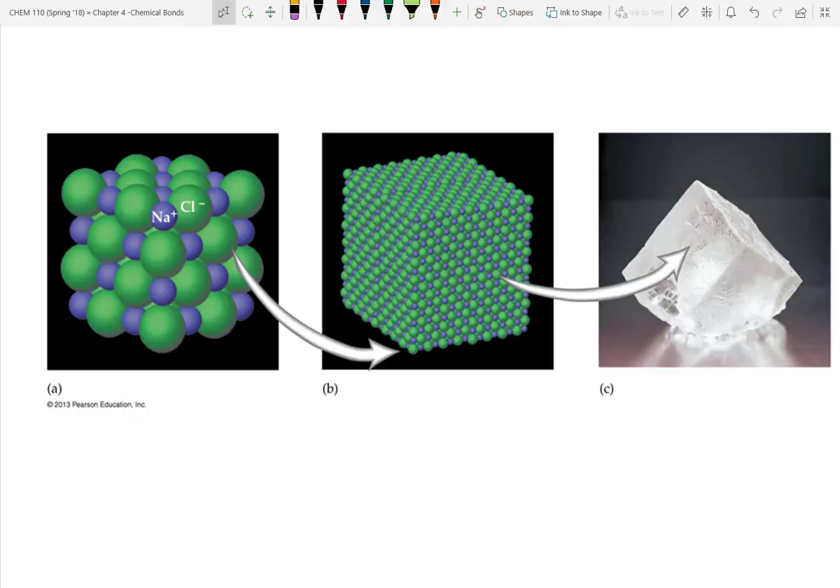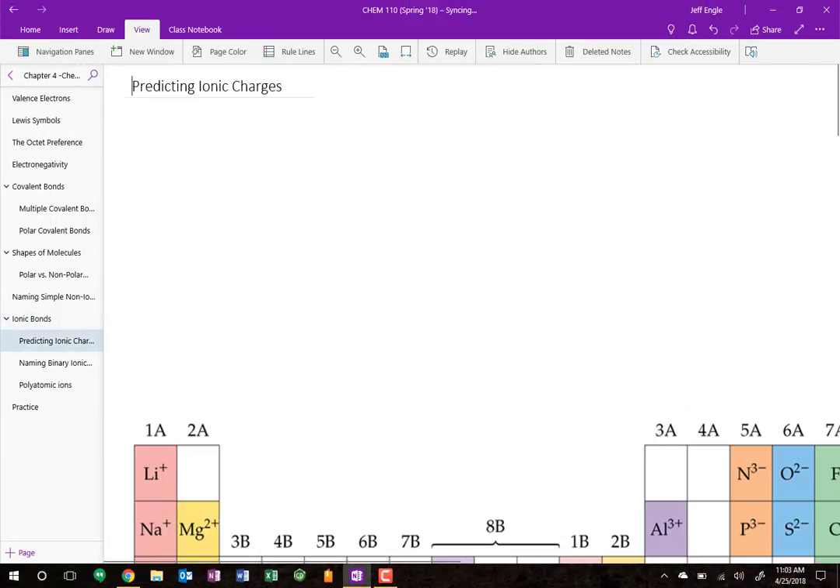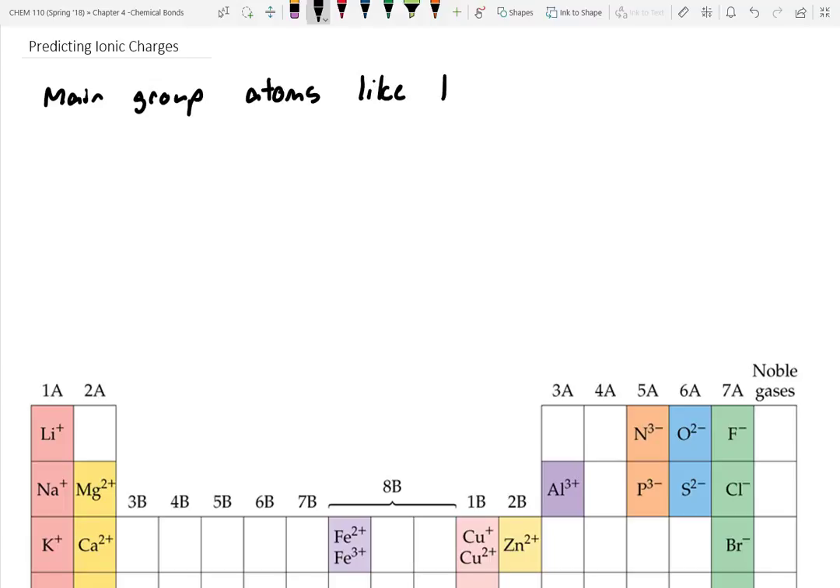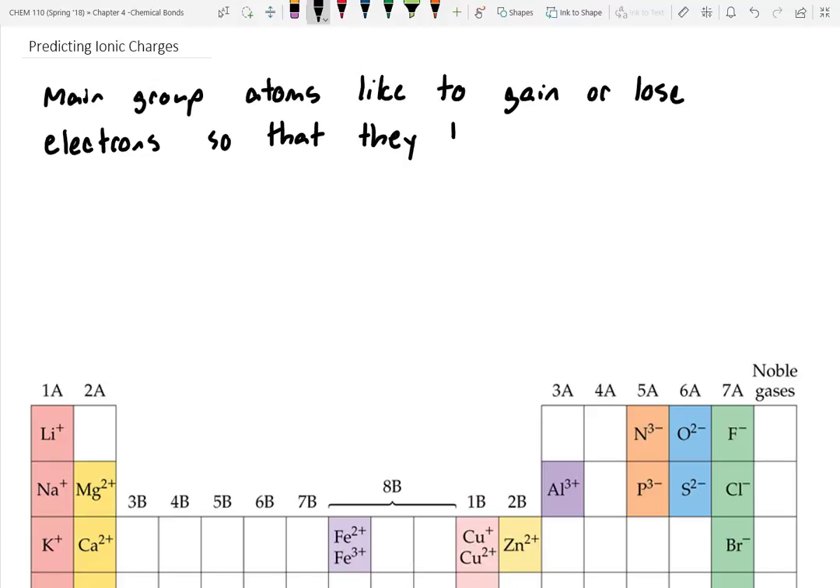Okay. Now what we need to do is learn how to predict charges. And I'll show you a few tricks that'll make life easier. Predicting ionic charges follows some simple trends. The main thing to remember is that main group atoms will gain or lose electrons in order to have an octet of electrons.